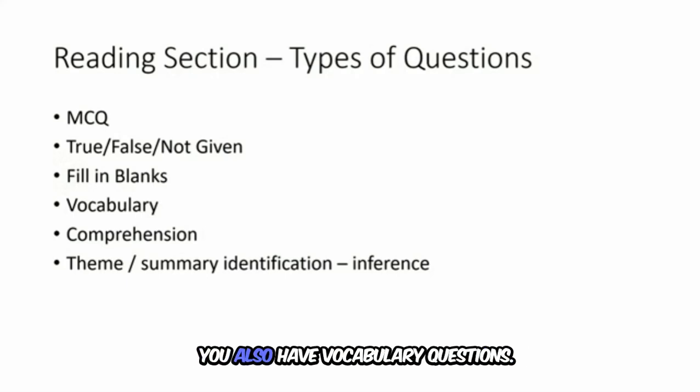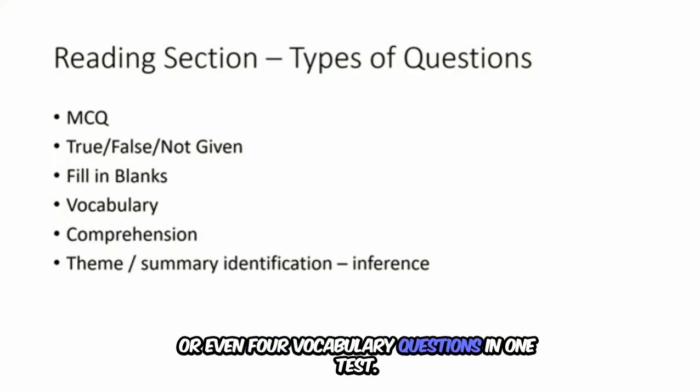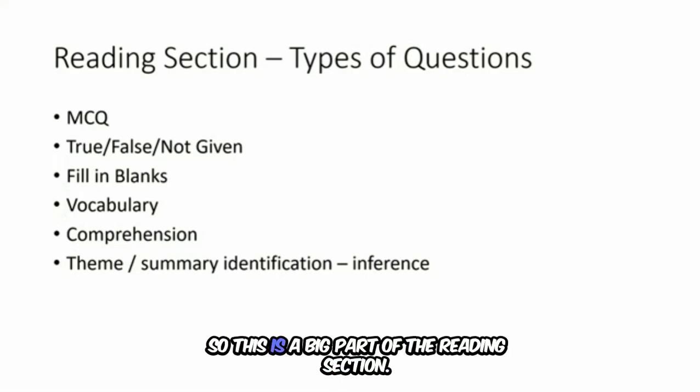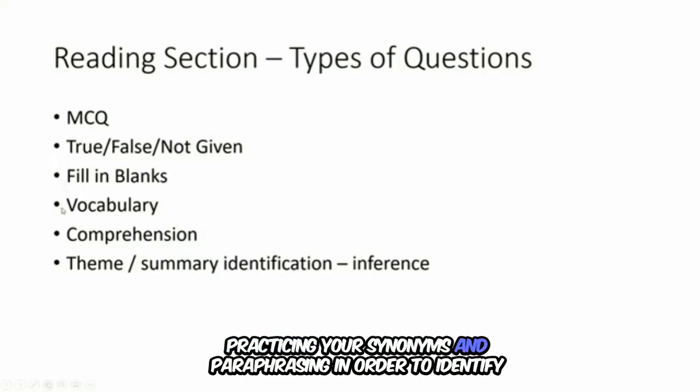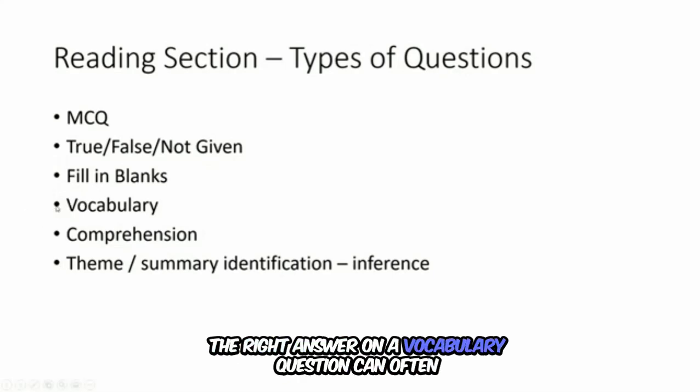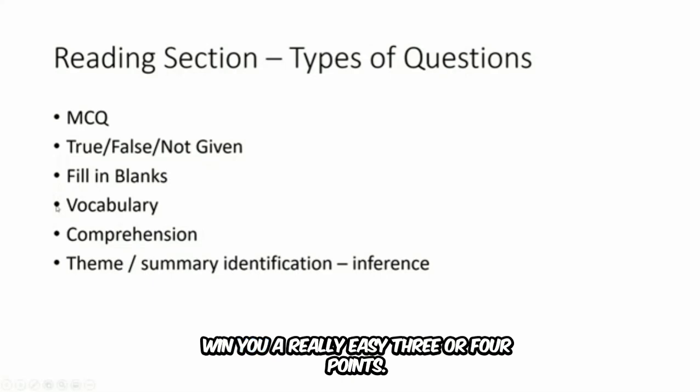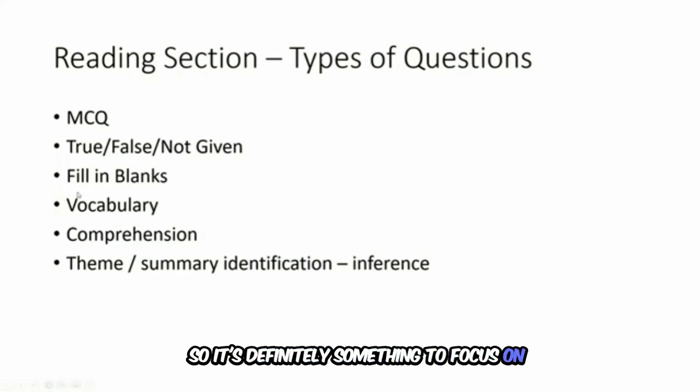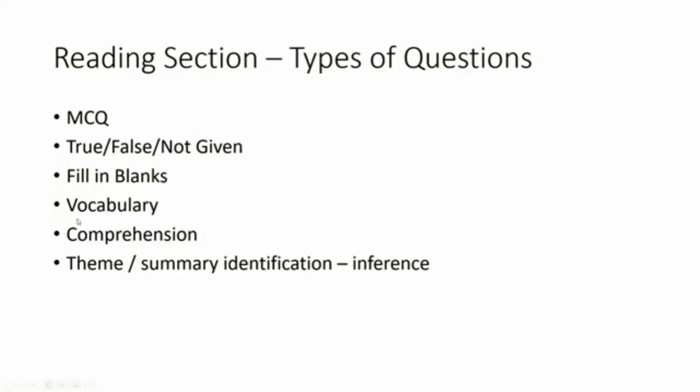You also have vocabulary questions. These are very frequent, and a lot of the time you'll have maybe 2 to 3 or even 4 vocabulary questions in one test. So this is a big part of the reading section. Practicing your synonyms and paraphrasing in order to identify the right answer on a vocabulary question can often win you a really easy 3 or 4 points. So it's definitely something to focus on when you're coming onto your revision.